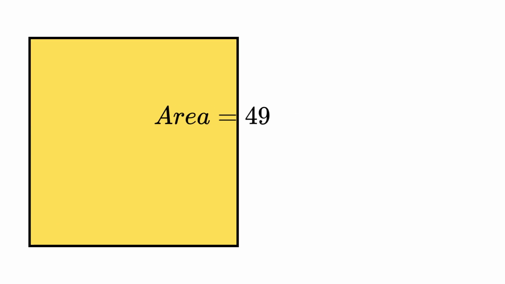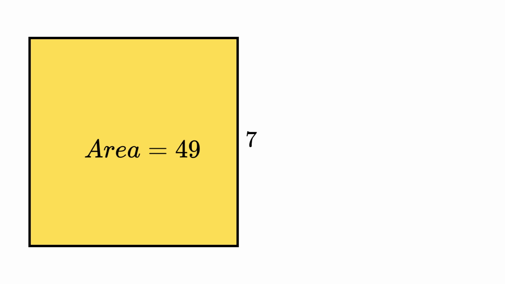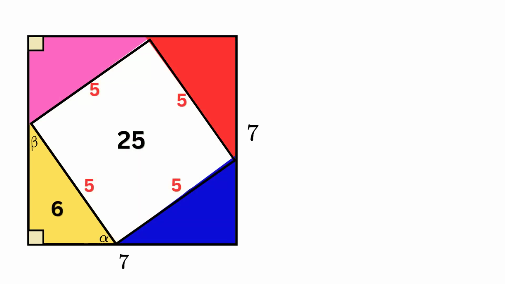Now we have the big square area, that is 49. Then, the side length of the big square is 7 units. Now, let's consider this line length is x units. So, this remaining length is 7 minus x. As this triangle is congruent to this triangle, this length is also 7 minus x.